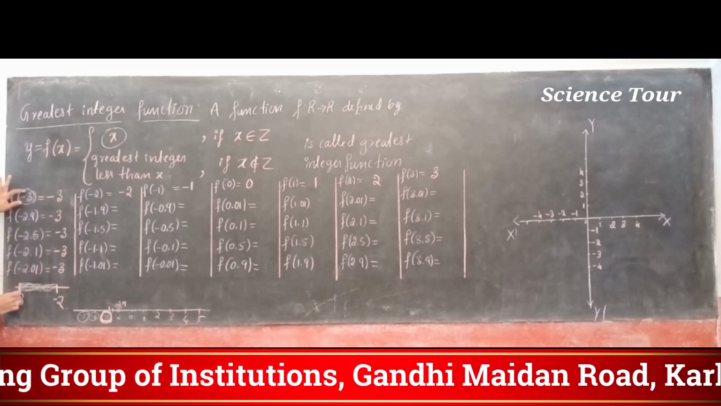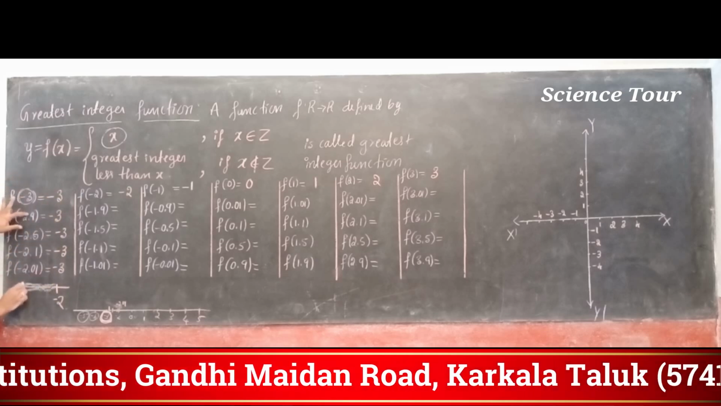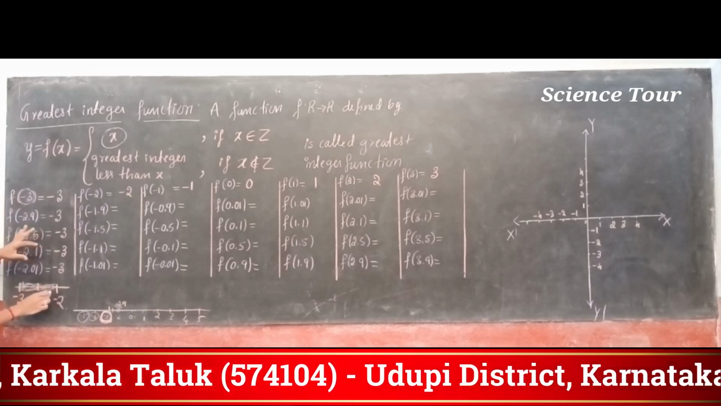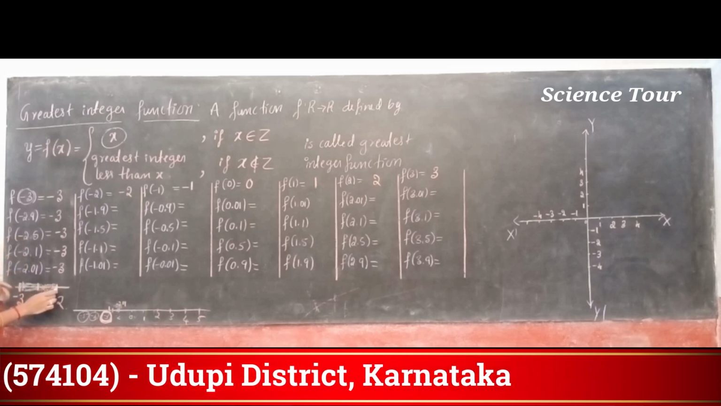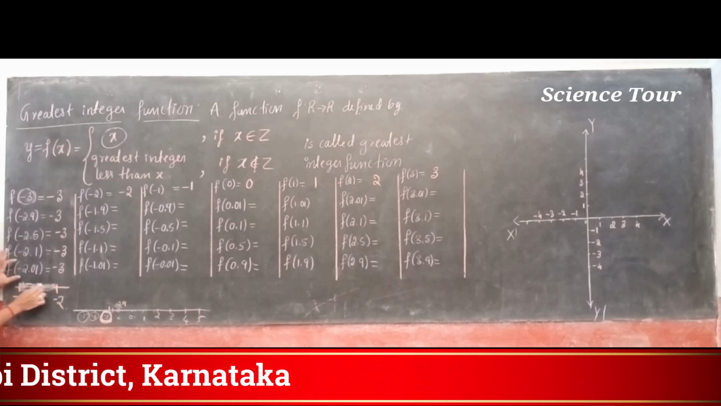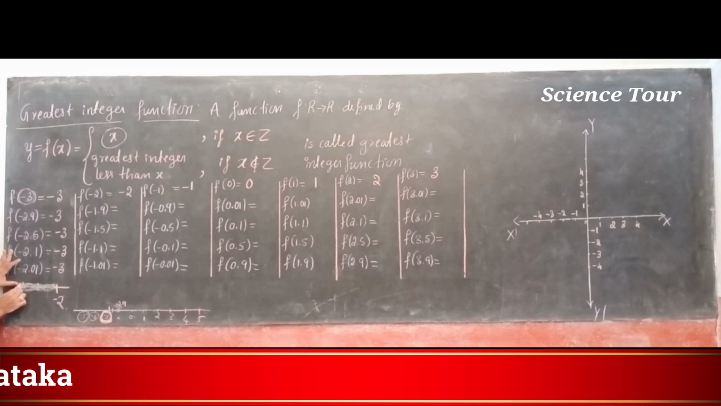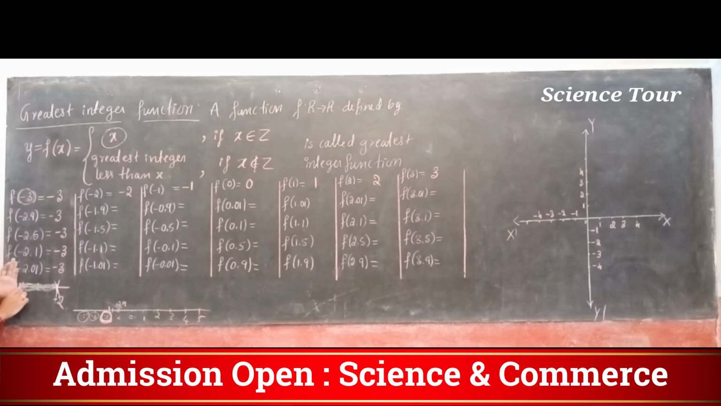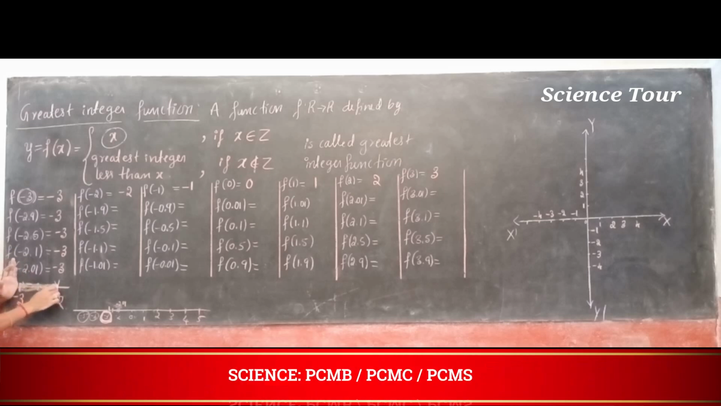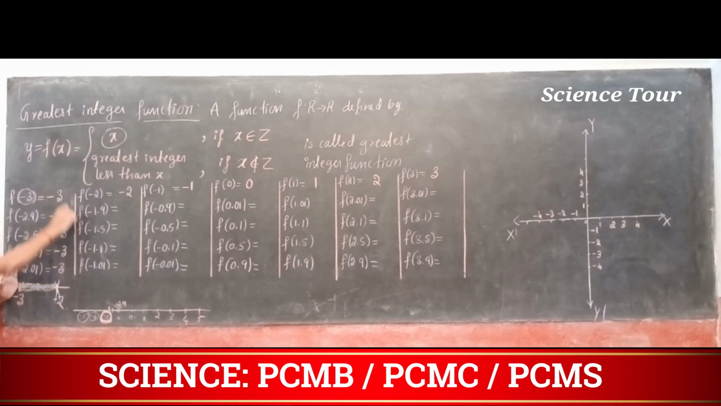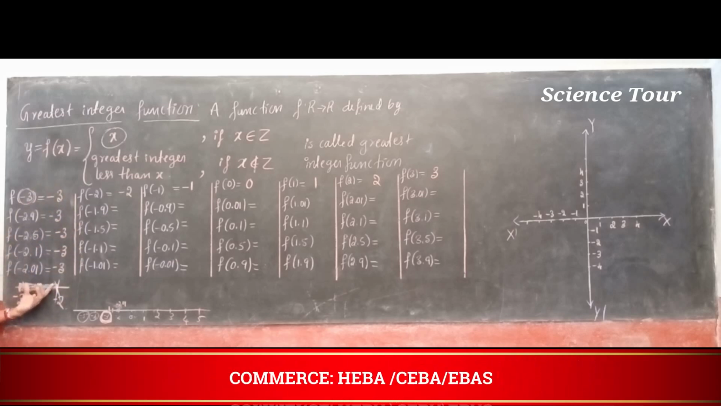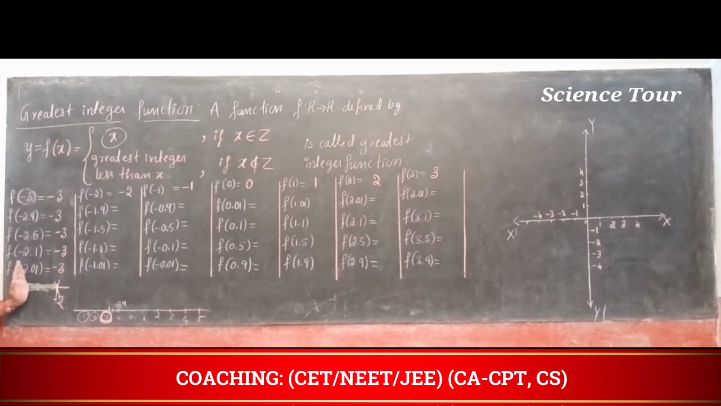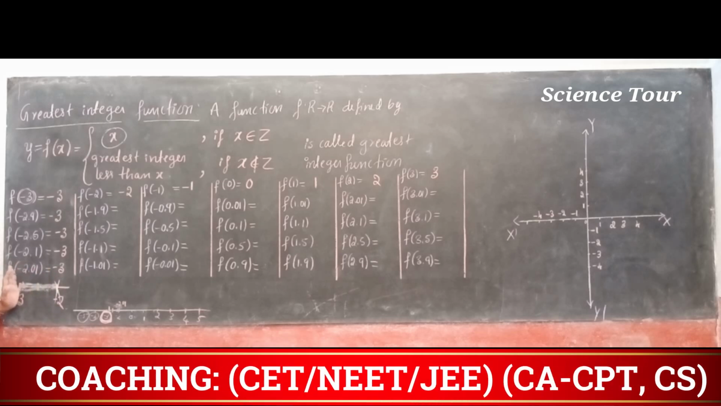Here, first I took f of minus 3, next minus 2.9 somewhere here, minus 2.5 somewhere here, minus 2.1 somewhere here, minus 2.01 somewhere here. So if you take any real number between minus 3 and minus 2, but except minus 2, delete this minus 2, what will be the f answer? You can see the f answer is minus 3, because for those real numbers, the greatest integer less than that number is always minus 3 only.